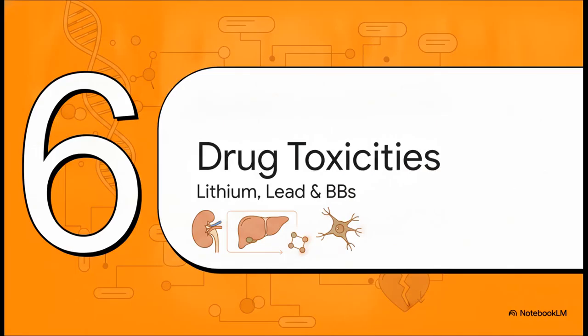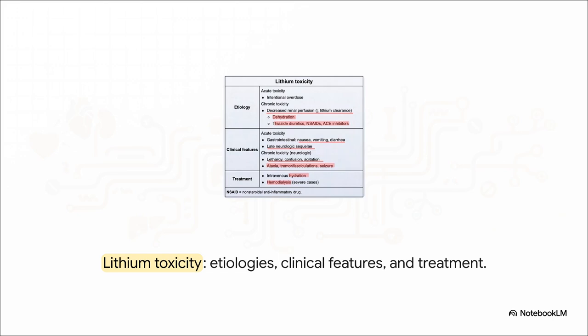Finally, Section 6, high-yield drug toxicities, looking at lithium, lead, and beta blockers. Interestingly, chronic lithium toxicity usually isn't from an intentional overdose. It almost always stems from decreased renal clearance. Things like simple dehydration or starting the patient on NSAIDs, ACE inhibitors, or thiazide diuretics will cause lithium clearance to just plummet.